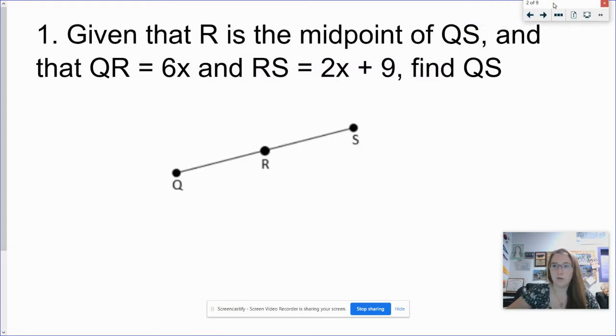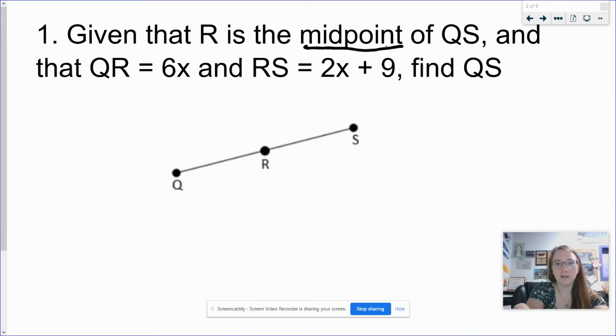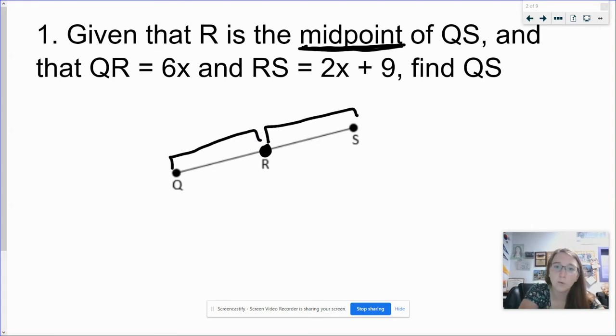Okay, so this was one of the most commonly missed questions. I think like 20%, maybe 30% got this question right. Part of the problem with this, guys, is that you do not read the vocab. Vocab is so important. It says that given that R is the midpoint of QS, so you pause and ask yourself, what does that tell me? If R is the middle, that means these two pieces are equal. We mark that with a little symbol like that. We call that a congruent symbol.